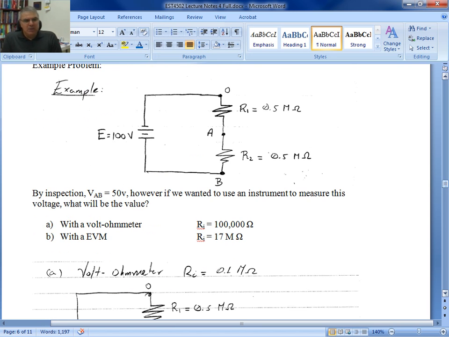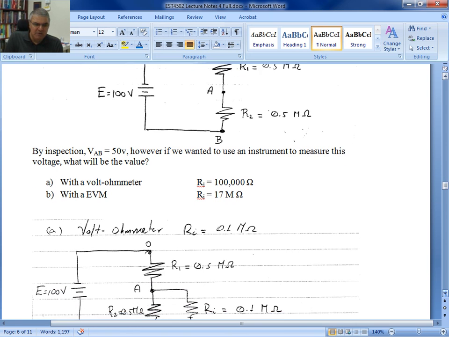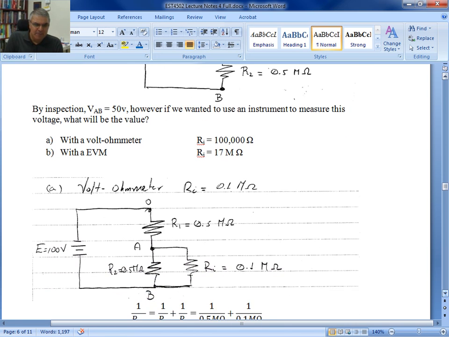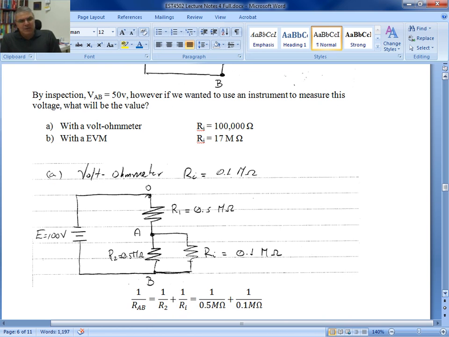However, what if we would like to use an instrument to measure this? And we're using, again, two instruments. One is the voltmeter, the other one is an EVM. And we would like to see what the results would be and which one is more accurate. Let's take a look at using a voltmeter with the resistance R sub I of 0.1.